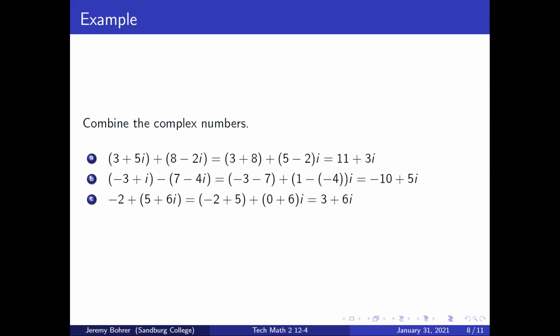Combine the complex numbers. 3 plus 5i plus 8 minus 2i equals 3 plus 8 plus 5 minus 2 times i, which is 11 plus 3i. Negative 3 plus i minus 7 minus 4i equals negative 3 minus 7 plus 1 minus negative 4 times i, or negative 10 plus 5i. Negative 2 plus 5 plus 6i equals negative 2 plus 5 plus 0 plus 6 times i, or 3 plus 6i.